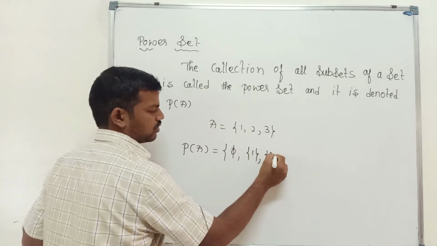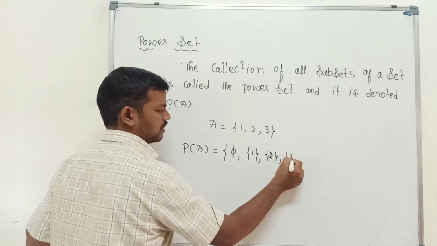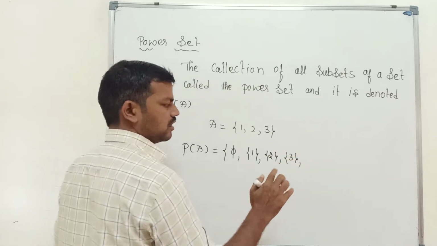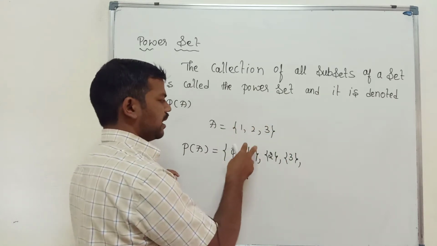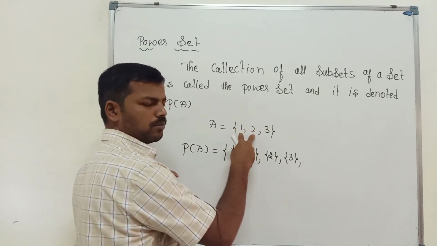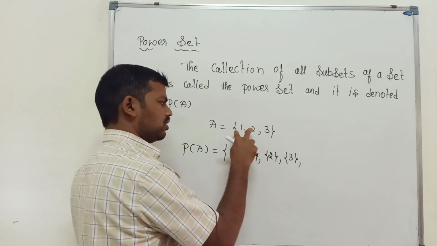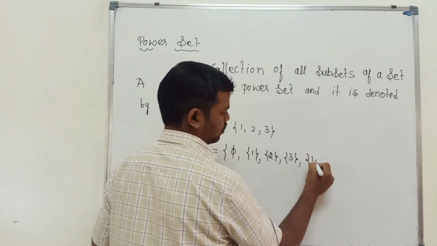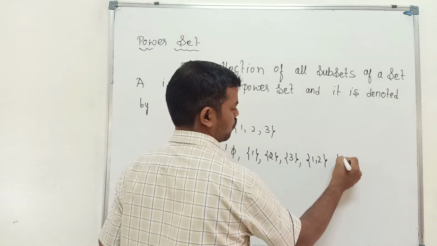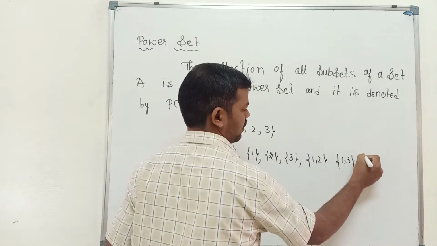Next, singleton 2, singleton 3, so it's over. Next, sets which contain two elements also become subsets. Taking two elements from these, that is {1, 2} and {1, 3} and {2, 3}.